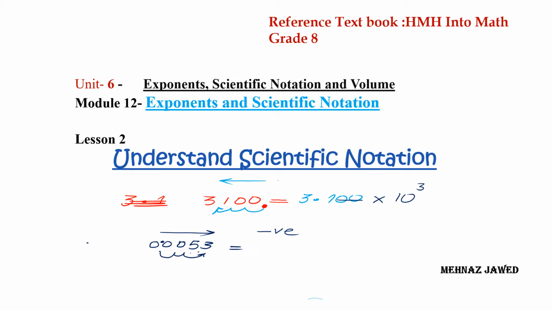So we are moving 3 places. So we will write 5.3 and then 10 to the power of minus. Since we are moving 3 places, we will write here negative 3. This is what we have understood so far.